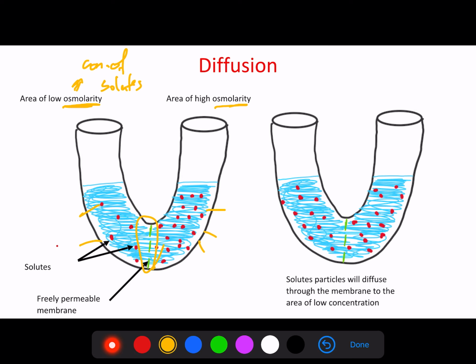The membrane is freely permeable. It means it will allow these solutes to pass between the two areas. So since this is freely permeable, we will have diffusion. We understand that with diffusion, the particles diffuse from the area of high to the area of low. This is what happened here. Some of these particles diffused from the area of high to the area of low across the freely permeable membrane.